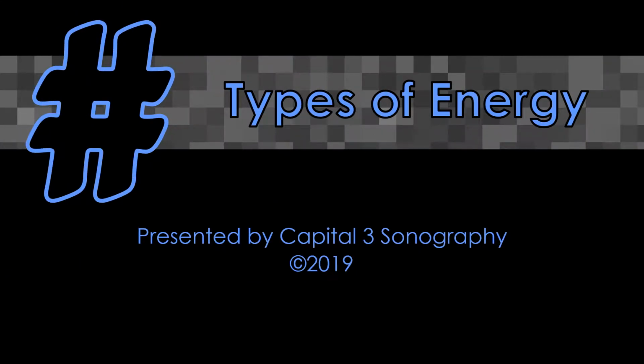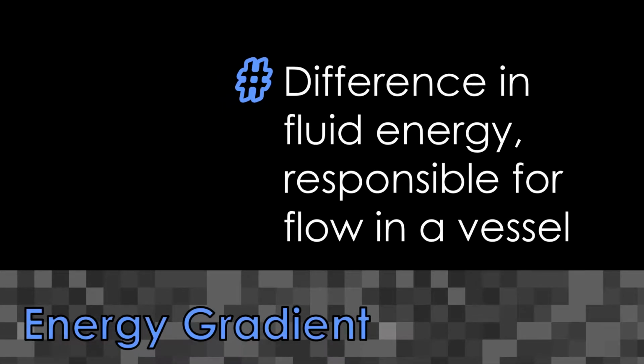To begin to understand blood flow, we need to know about the different types of energy found in the body. The energy gradient is the difference in fluid energy found in a vessel. This difference is the reason blood flows.